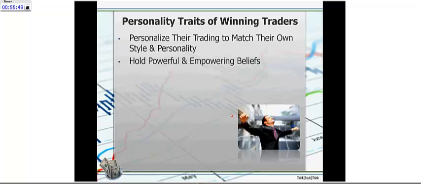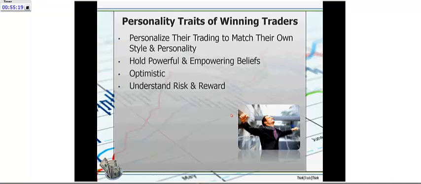And they hold powerful and empowering beliefs. They're optimistic. How many of you actually think you're going to make money every single time you enter a trade? That's a very important thing. Because if you're not optimistic, if you don't believe that there is a possibility or even a probability that you'll be successful, you're going to be fighting a very uphill battle, right? So this is kind of like where the fear starts to kick in if you're not optimistic.